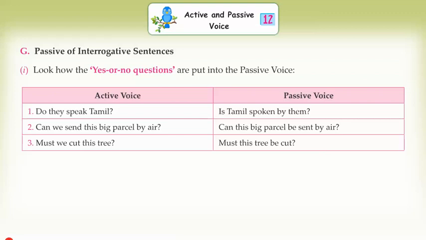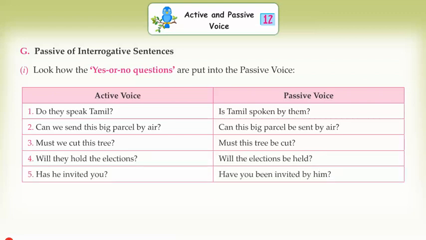3. Must we cut this tree? Must this tree be cut? 4. Will they hold the elections? Will the elections be held? 5. Has he invited you? Have you been invited by him?